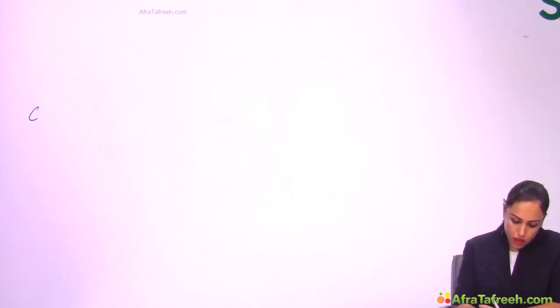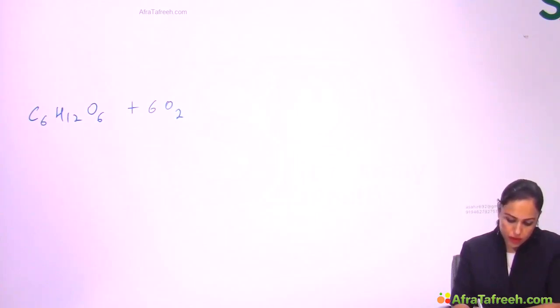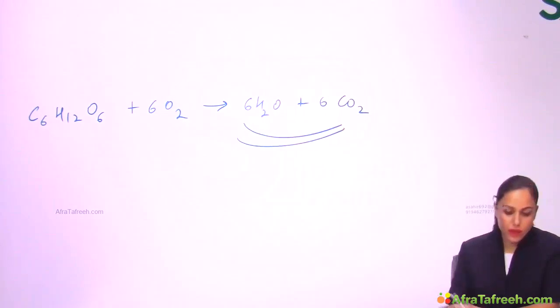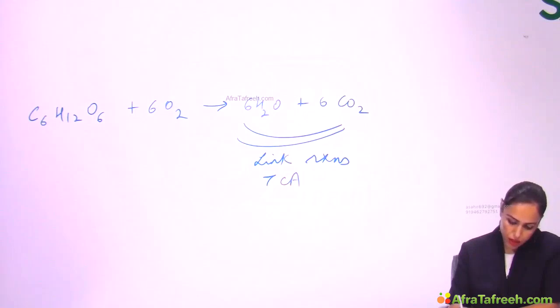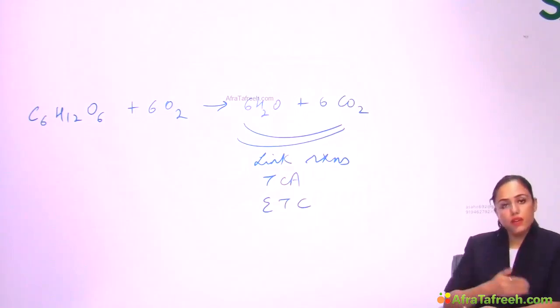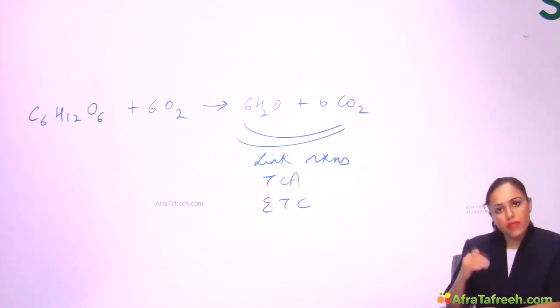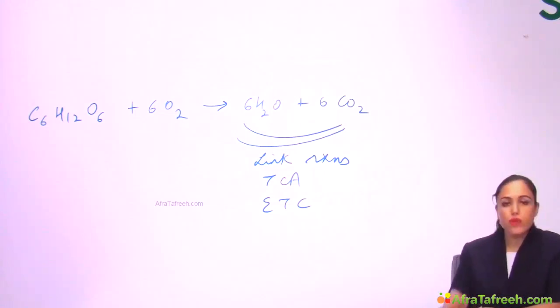Next, tell me, is glycolysis complete breakdown of glucose? No, glycolysis is not complete breakdown of glucose. Complete breakdown of glucose is C6H12O6 plus 6 oxygen giving 6 water and 6 carbon dioxide. These water and carbon dioxide are released partly in link reaction, TCA, etc. When link reaction, TCA, etc. also occur, then it is complete breakdown of glucose, when all these 6 carbon dioxide and water are released from glucose, right? So glycolysis is not complete breakdown of glucose.